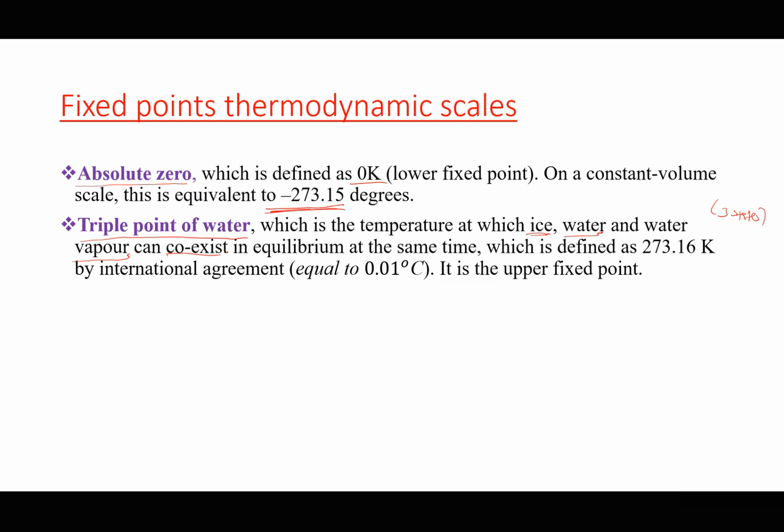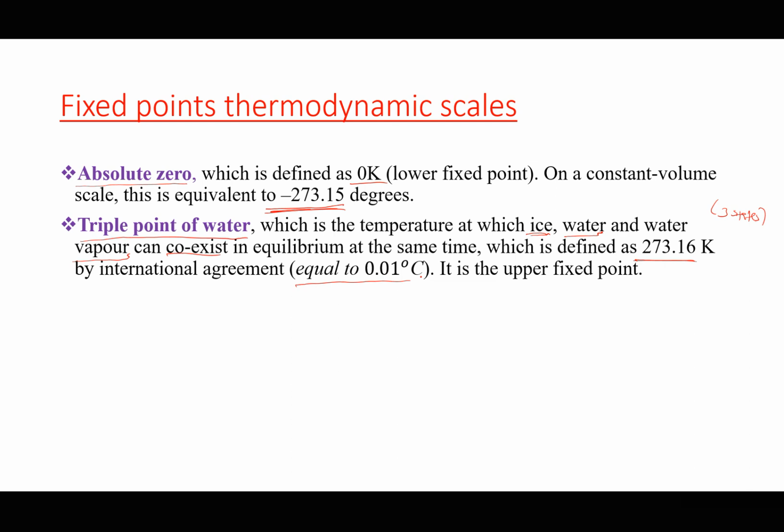Of course, it is hard for anybody to think about the triple point of water, but international agreements have defined this temperature to be 273.16 Kelvin. That is approximately 0.01 degrees Celsius. International agreements have agreed that water can exist as a solid, liquid, and vapor at around 0.01 degrees Celsius. So we take the triple point of water to be the upper fixed point on the thermodynamic scale, as the absolute zero is the lower fixed point.